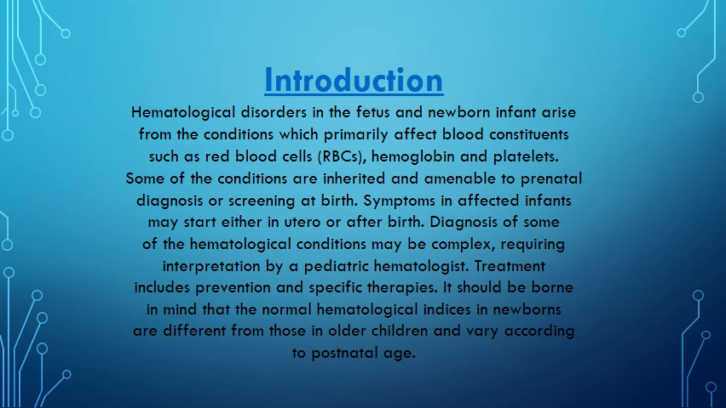First of all, we have an introduction. Hematological disorders in the fetus and the newborn infant arise from conditions which primarily affect blood constituents such as red blood cells, hemoglobin, and platelets. Some of the conditions are inherited and are detected by prenatal diagnosis or screening at birth. Symptoms in affected infants may start either in utero or after birth.